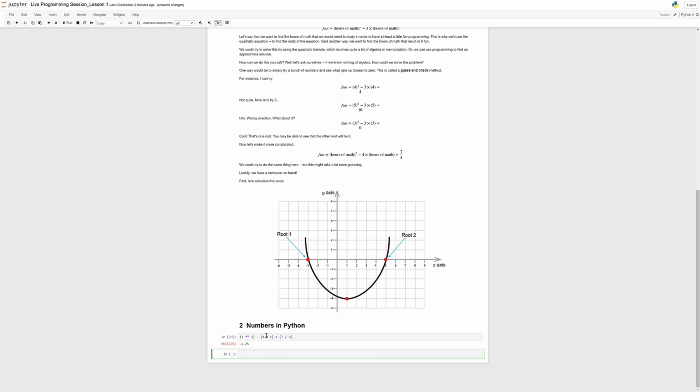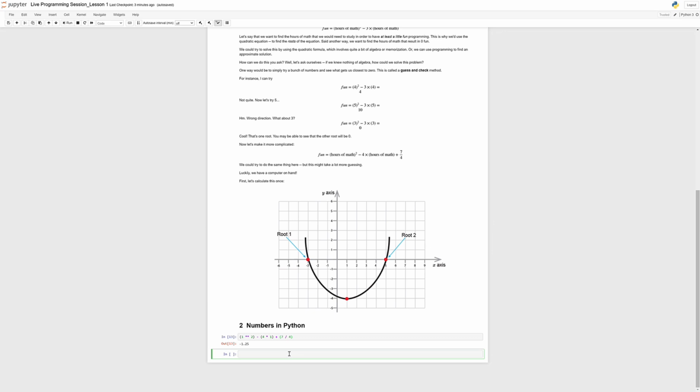So you can use an asterisk to represent multiplication, so 4 times the hours of math. And you can use a plus to represent addition, so plus 7 over 4. A minus to represent subtraction, a minus here. And a slash to represent division, so 7 divided by 4. So you've probably seen this on a calculator before if you've ever used your computer as a calculator. So it's not super surprising how these work, but this is how you use Python as a calculator.